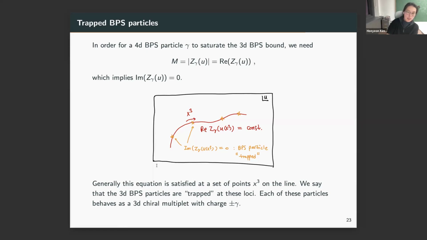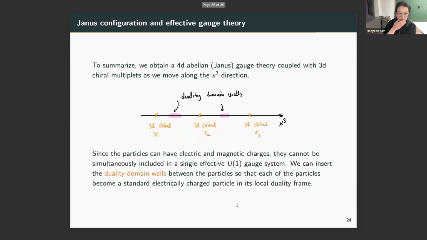And we say that these 3D BPS particles that come from the 4D BPS particles are trapped at these loci. Each of these particles is going to behave as a 3D chiral multiplet with charge ±γ that is inherited from the 4D N=2 BPS particle charge. So to summarize, from this Janus slide picture, what we obtain is the 4D abelian gauge theory coupled to various 3D chiral multiplets as we move along the x3 direction.